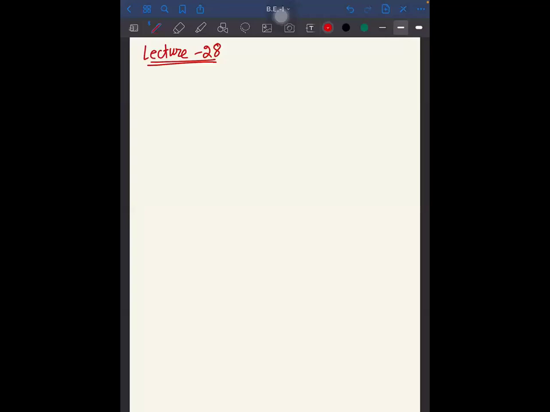So today we shall determine the inverse of a matrix with the help of elementary row operations, and after that we'll start our new topic, that is vector spaces. Okay, so finding the inverse of a matrix using elementary row operations.